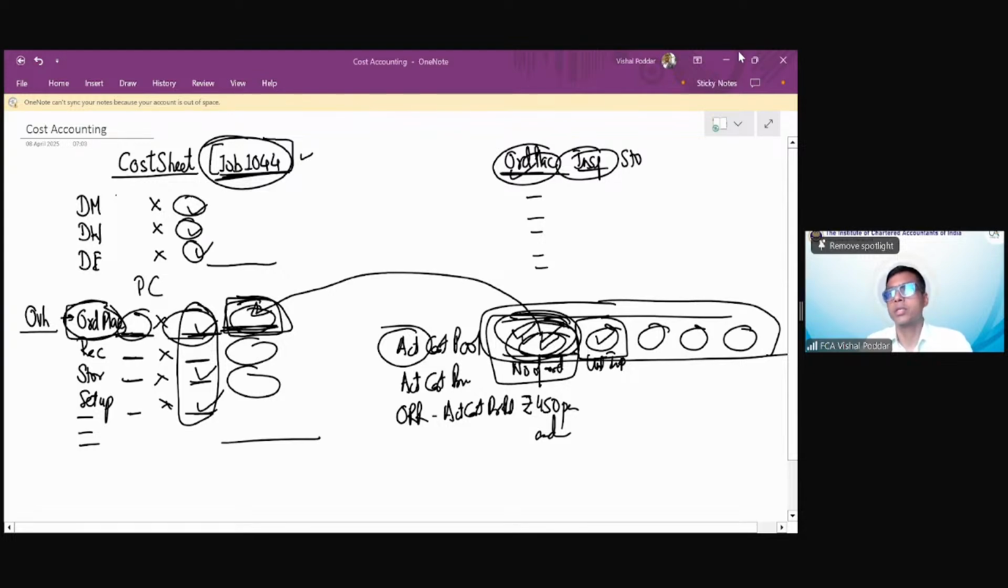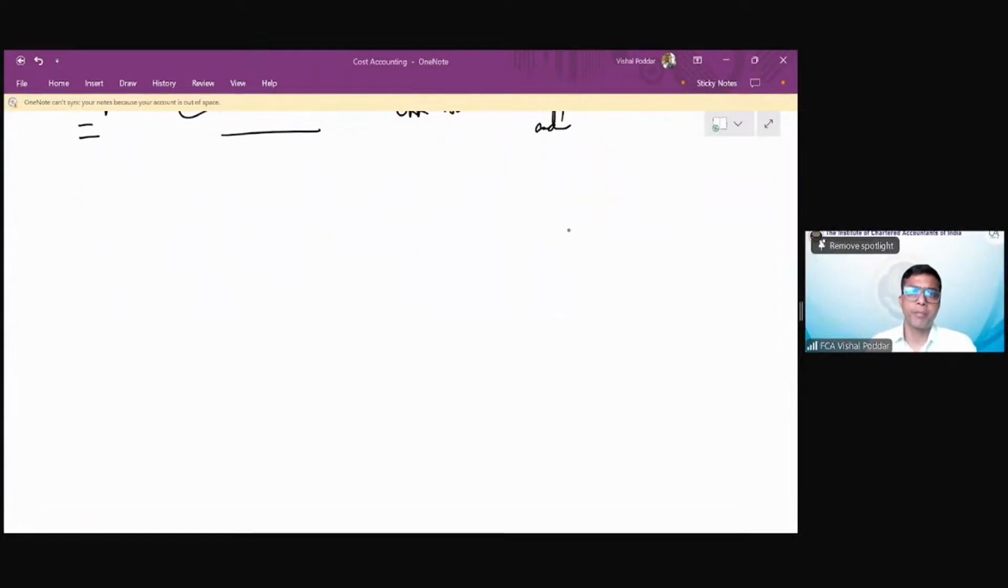relating to our subject of cost and management accounting. Now, our subject is termed as cost and management accounting, but till now, the topics that you were studying were majorly costing oriented. Today, the topic which we are studying is entirely cost accounting oriented. Now, to understand this topic, we will have to first understand some basic structure of accounting.